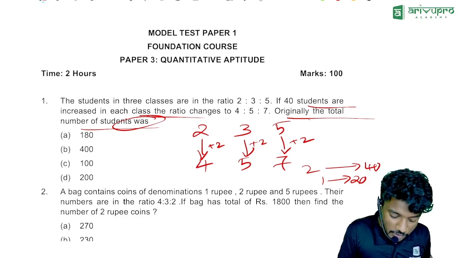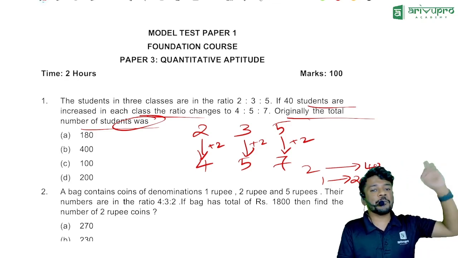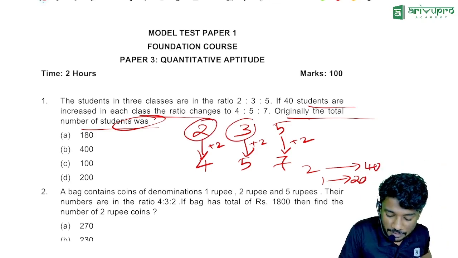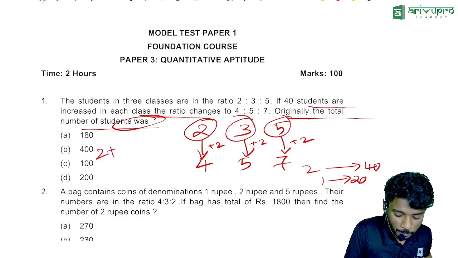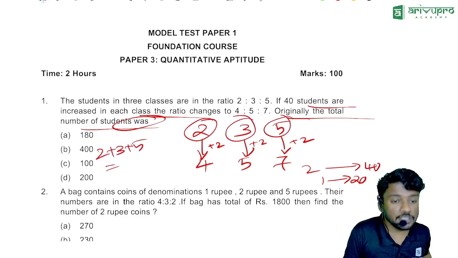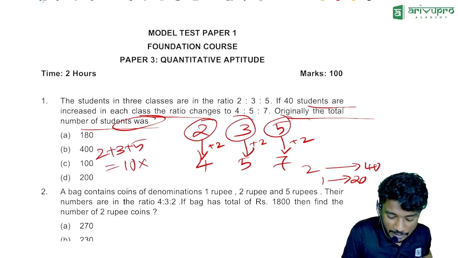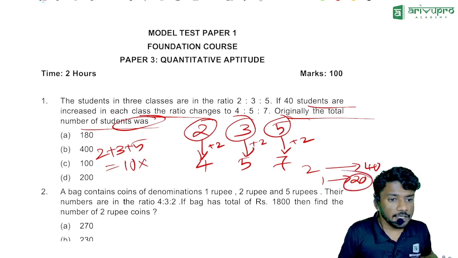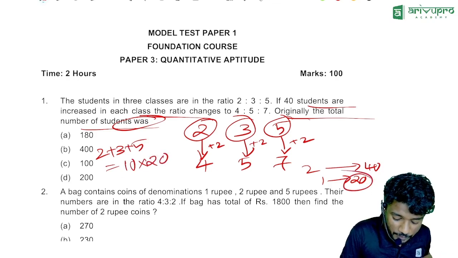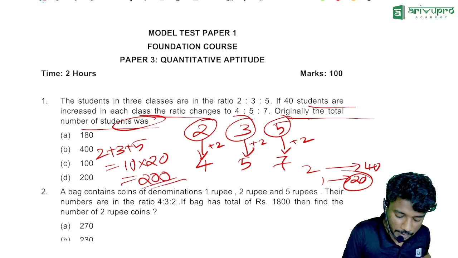So my question is, originally the total number of students is how much? 2 plus 3 plus 5. How much is it? 10. So 10 into 1 is 10. 10 into 20 is how much? 200. Correct?